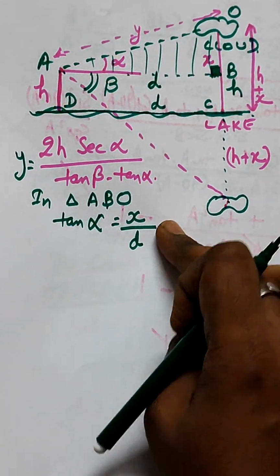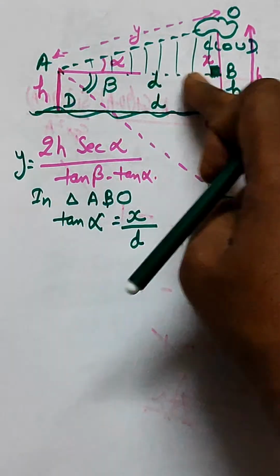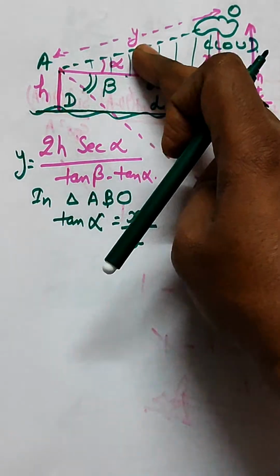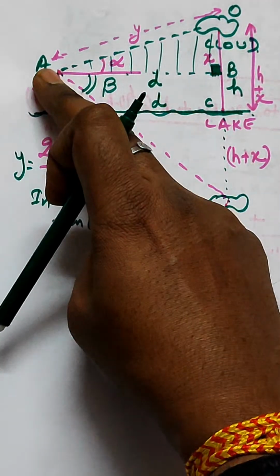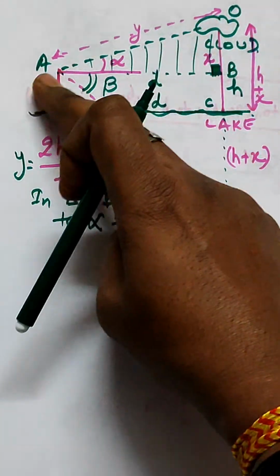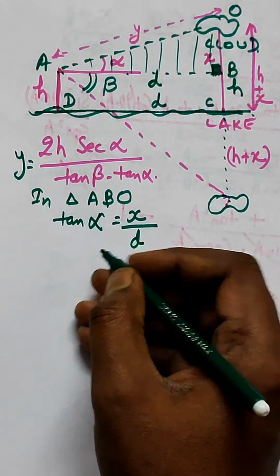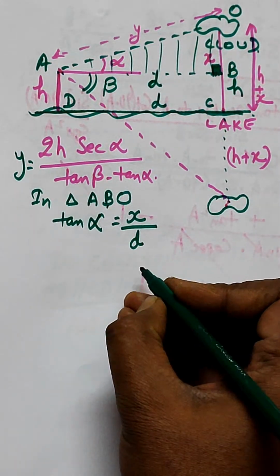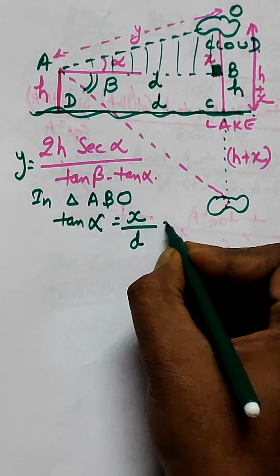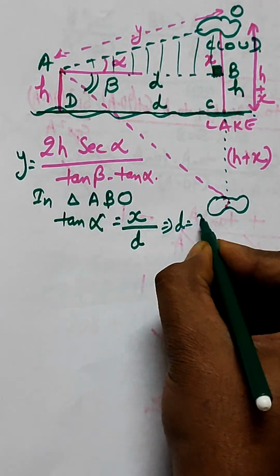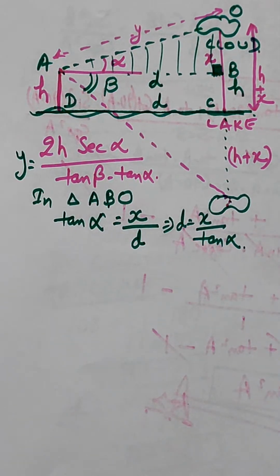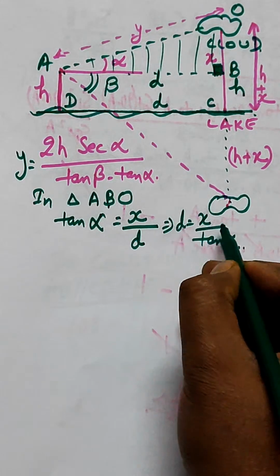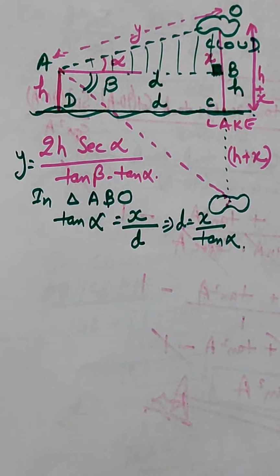When you get the value of x, by using the sine component, you can calculate the value of y, which is the distance from the point of observation to the cloud, right? So tan alpha equal to x by D, or we can say D is equal to x by tan alpha, isn't it? Right? So this is one of the relations we have derived. Now similarly, go to the second triangle.